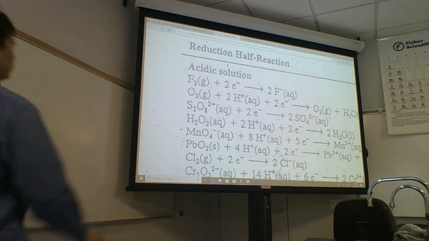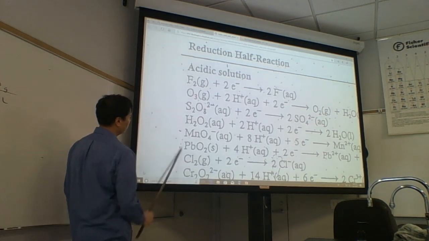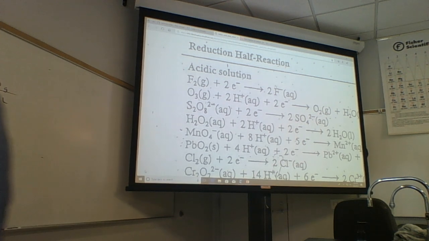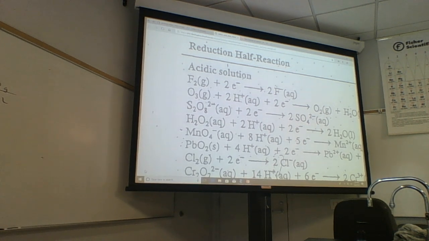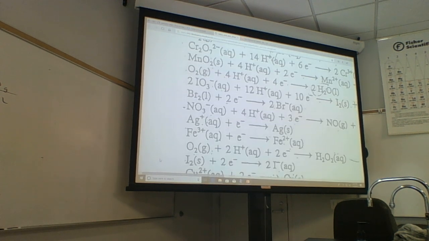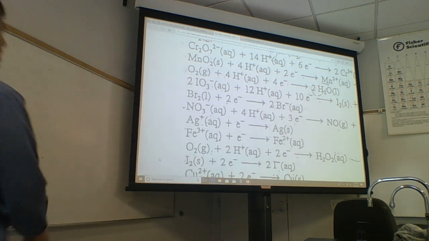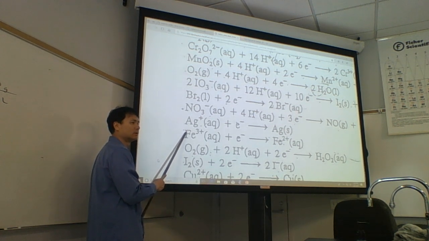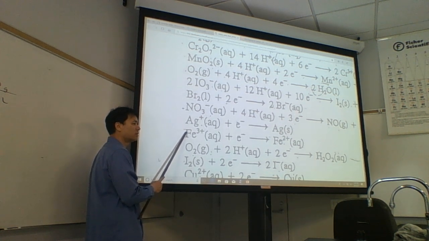So we got fluorine, chlorine, bromine, oxygen, sulfur. Those species. And then we see the charged ions, iron 3 versus iron 2. Which one's better? Iron 3. So the higher the charge.